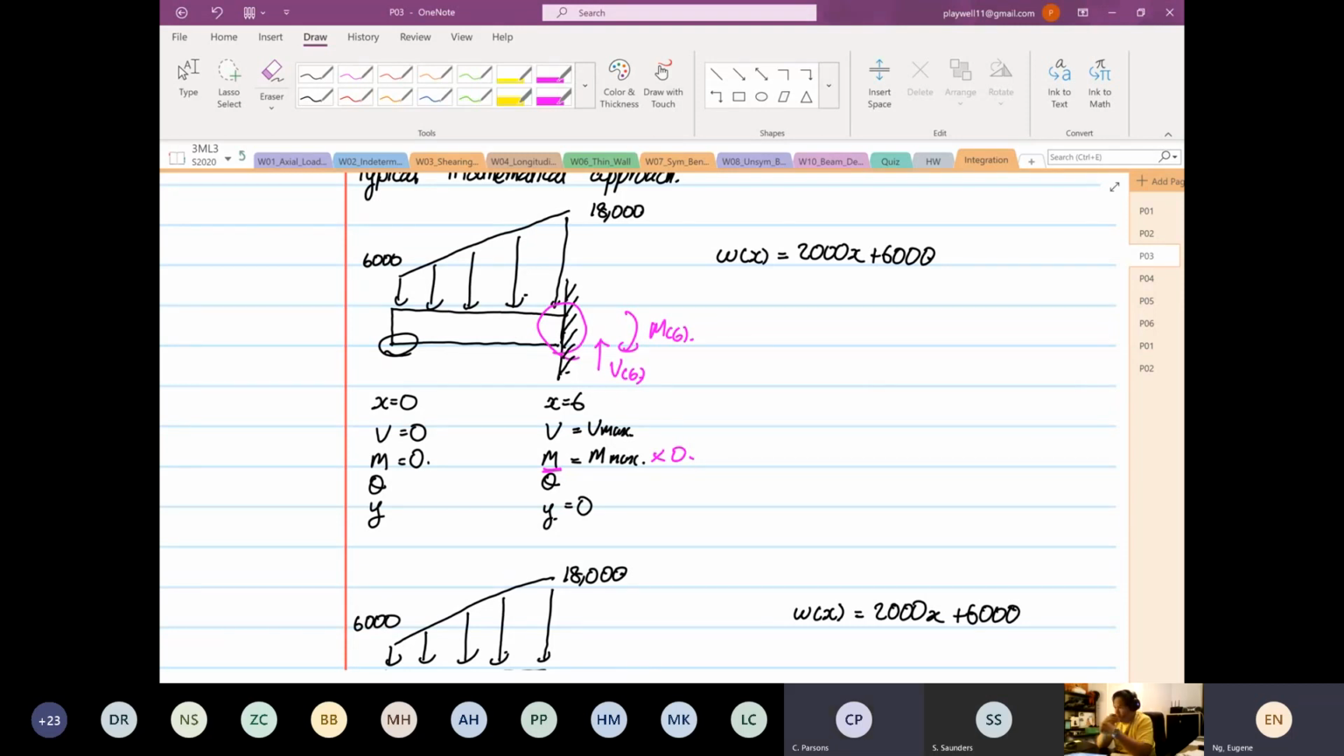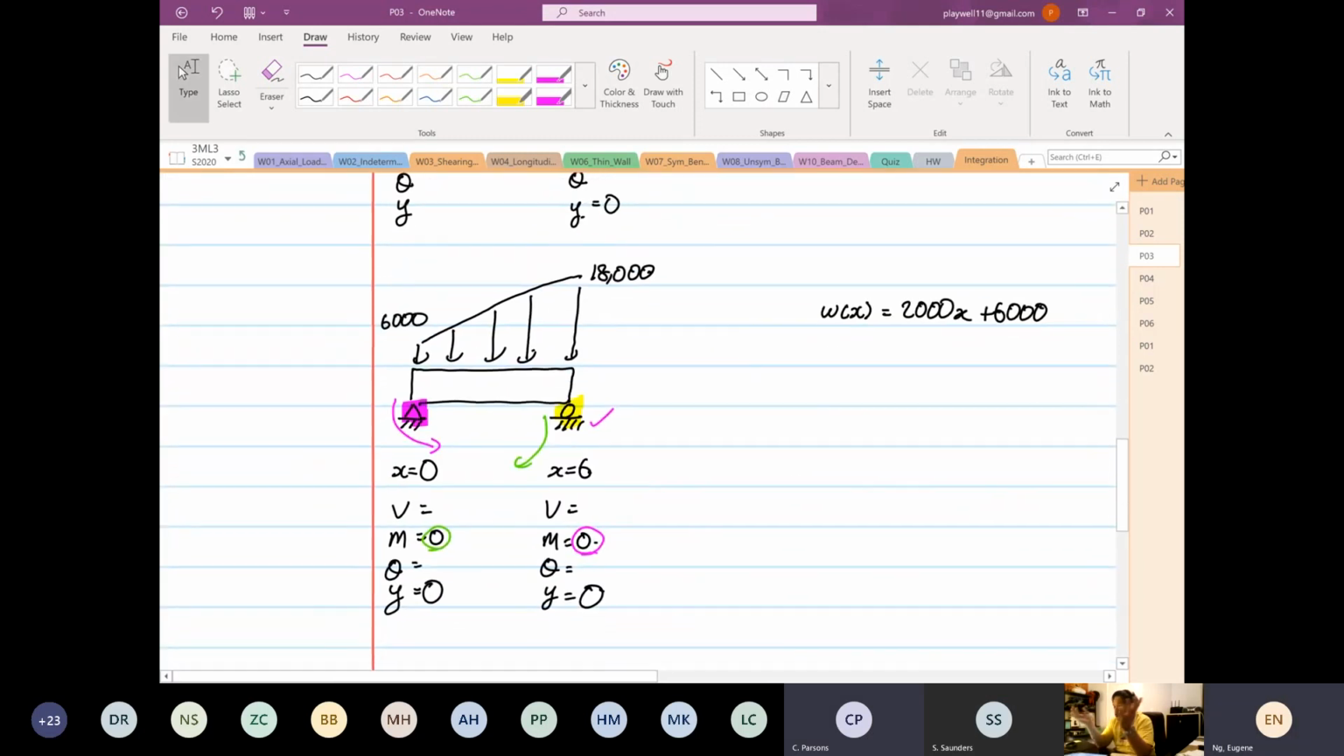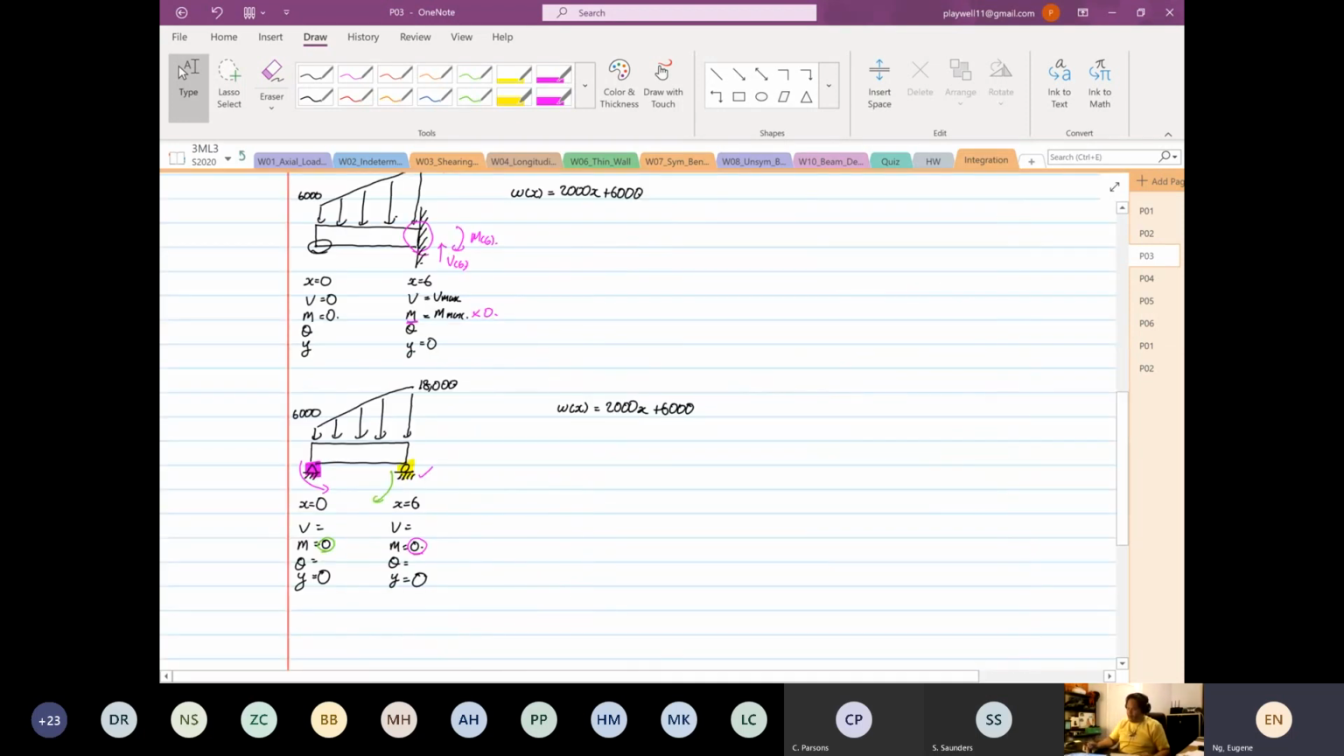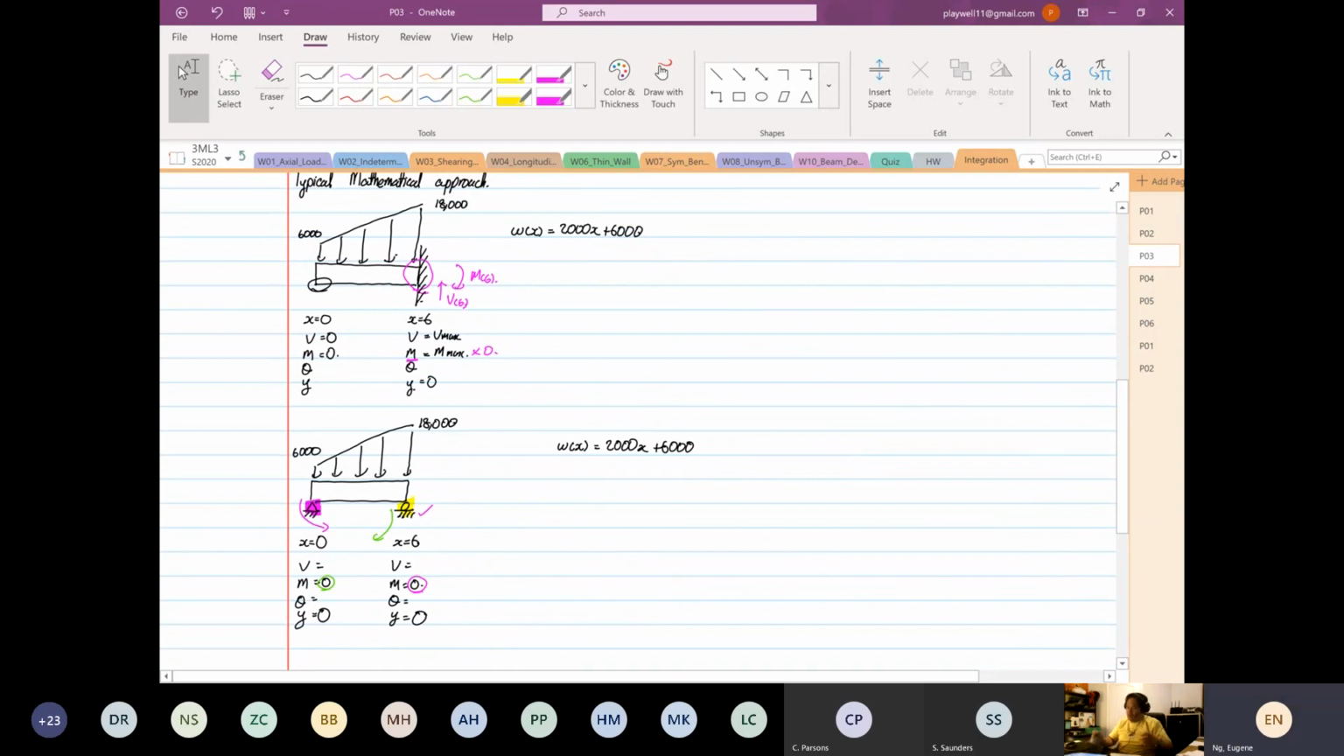Wouldn't the V be RA and the V be RB? Yes, but you don't know yet. If you don't know, you cannot say it's equal to 0. For a boundary condition, you have to know the exact value even before the analysis. So that is the strength of the integration method. And what I've just shown you, if the support changes, the boundary condition changes. Yes or no? So let's solve for this one.